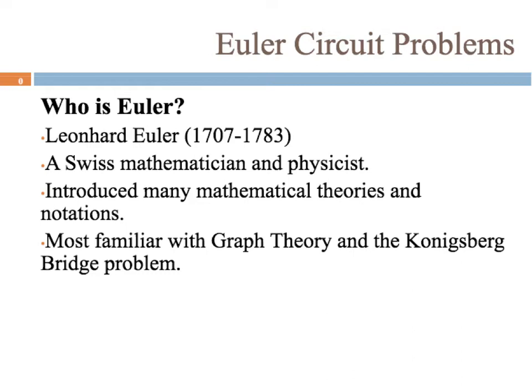Alright, we'll come back to that bridge problem in just a minute. First of all, Euler was a mathematician back in the 1700s from Switzerland, and his name comes up quite a bit, especially at the collegiate level and in university math classes. There are a lot of theories named after Euler, and most familiar probably is the graph theory and the Konigsberg bridge problem, which we're getting ready to discuss.